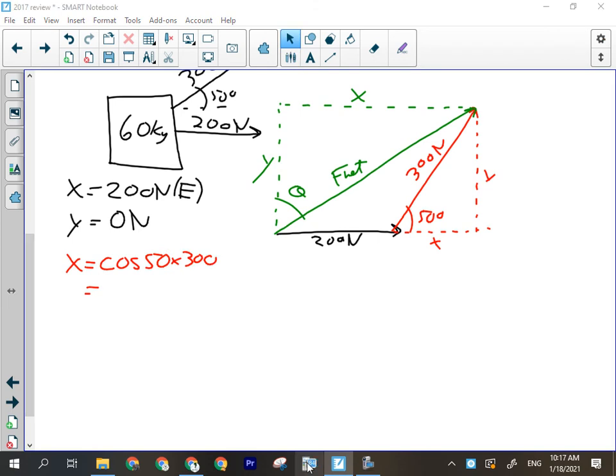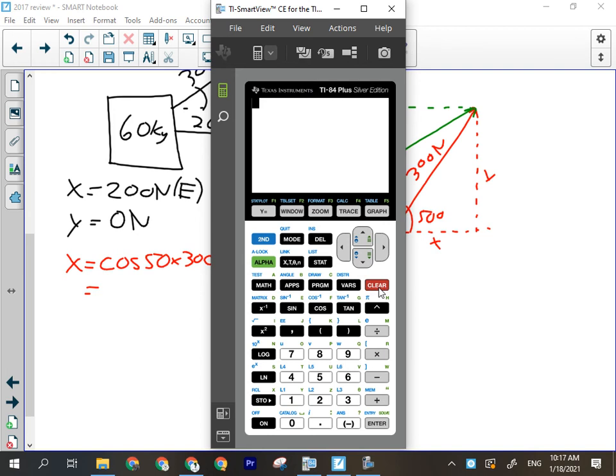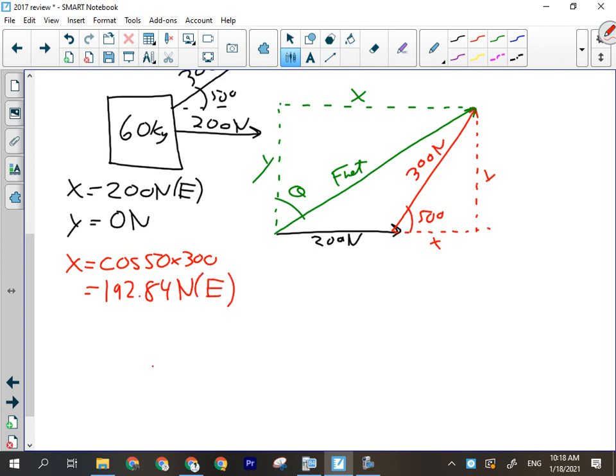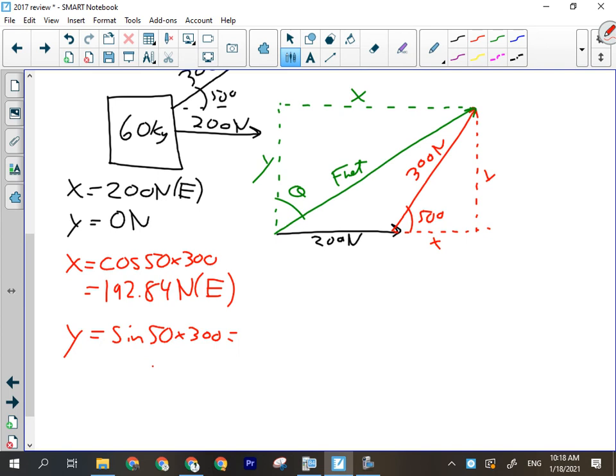Sorry guys, I didn't fire up my calculator. Take a minute here. Okay, so we're looking at 192.84. I'll keep all the decimals, obviously. Newtons east, and then my north component is the opposite side, so sine of 50 degrees times 300. 229.81 newtons north. Okay, so what do I do next?